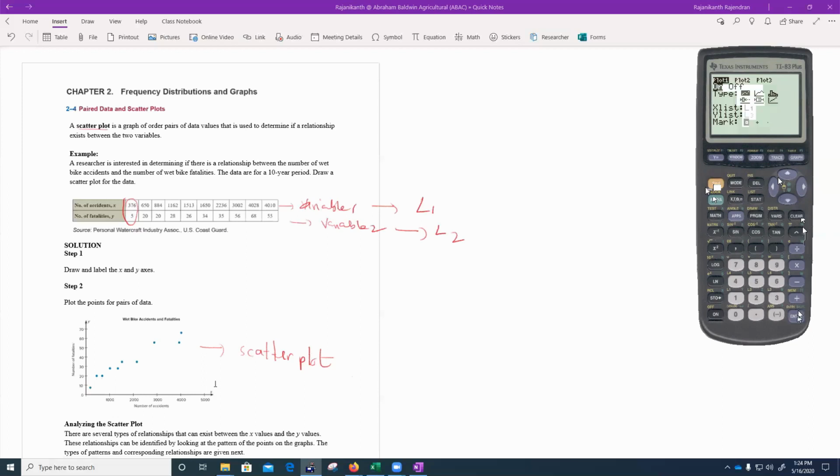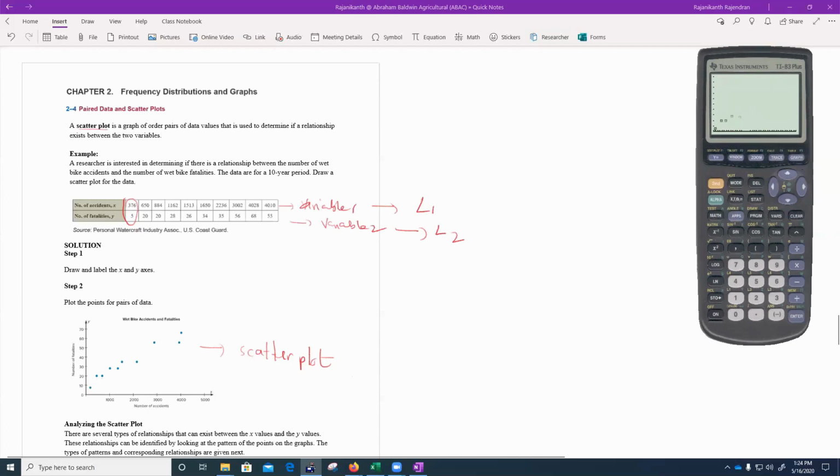Select number 1. Now remember I have two columns, L1 and L2. My X list is in L1, but my Y list should be L2, so make sure that you are changing that to L2. That's it. Come out of this window. So let us try to graph this.